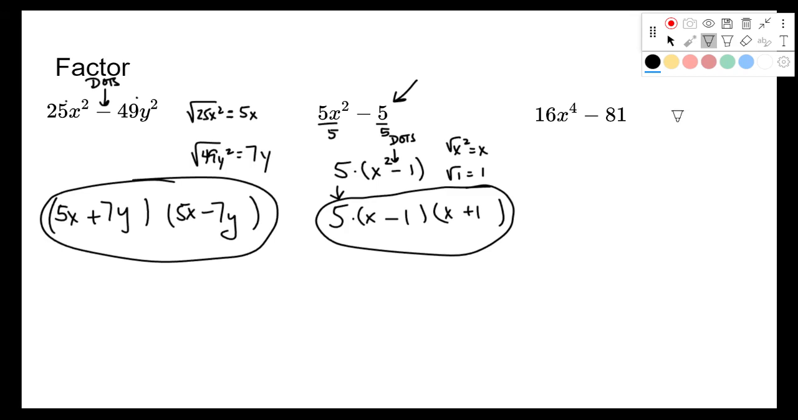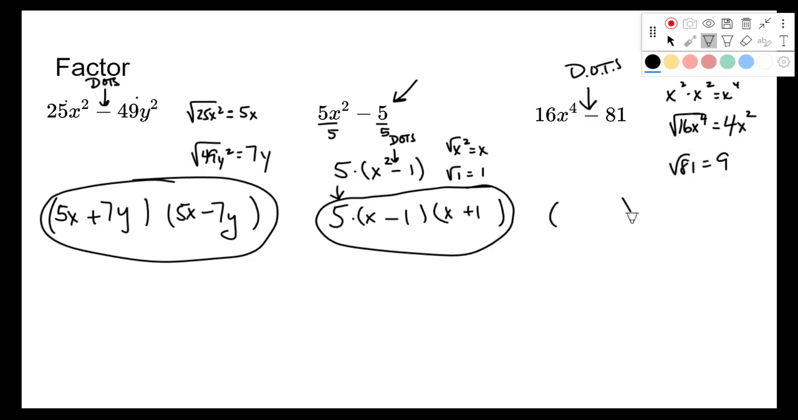All right, so now they're subtracted in the middle. There's 2 terms. I'm going to try the difference of two squares. Let's take the square root of 16x to the 4th. The square root of 16 is 4. The square root of x to the 4th is x to the 2nd. What times itself? X to the 2nd times x to the 2nd is x to the 4th, right? So what thing times itself is x to the fourth? X to the second. The square root of 81, that's 9.